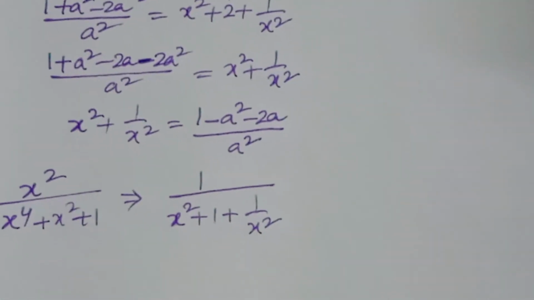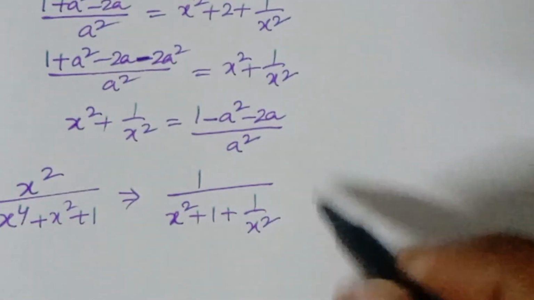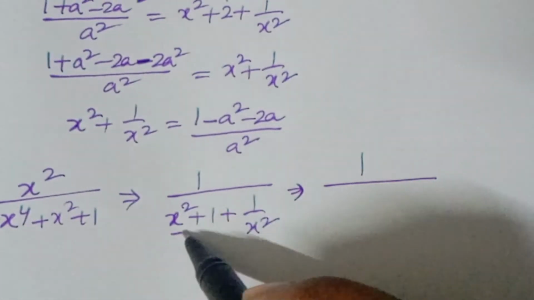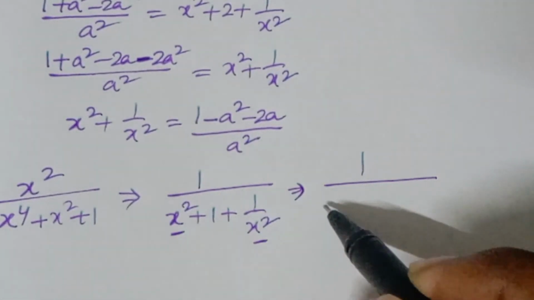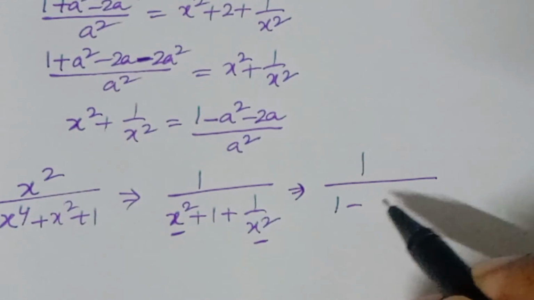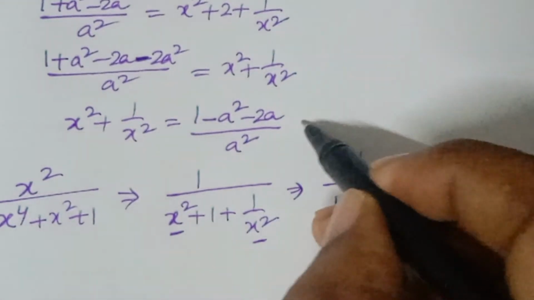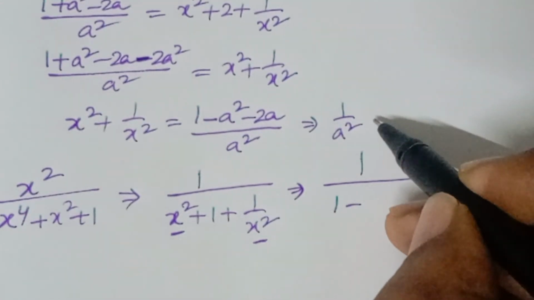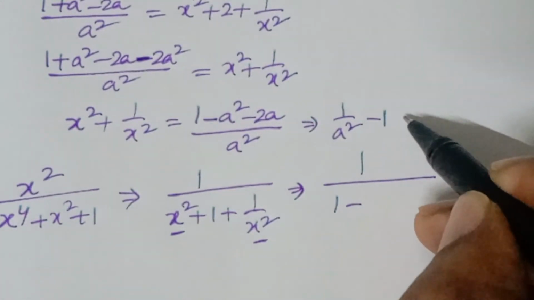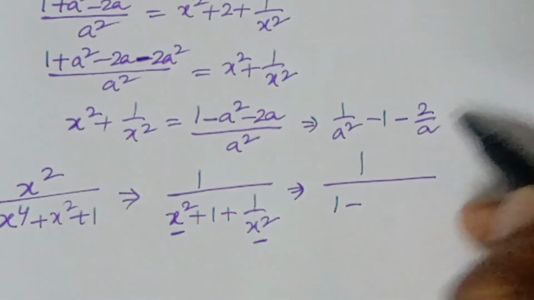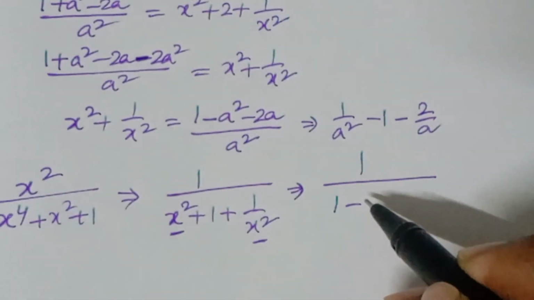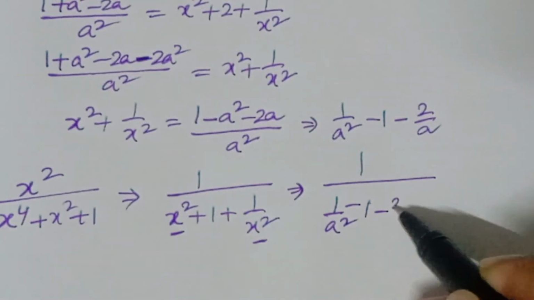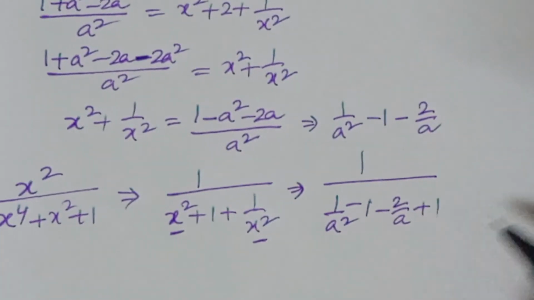So here, substituting the value of x square plus 1 by x square, we are writing in fraction 1 by a square minus 1 minus 2 by a. So here what will we get? 1 by a square minus 1 minus 2 by a plus 1 now.